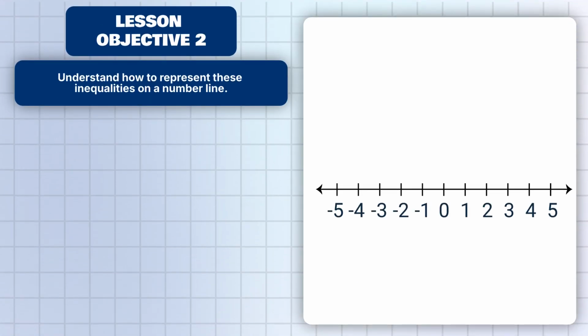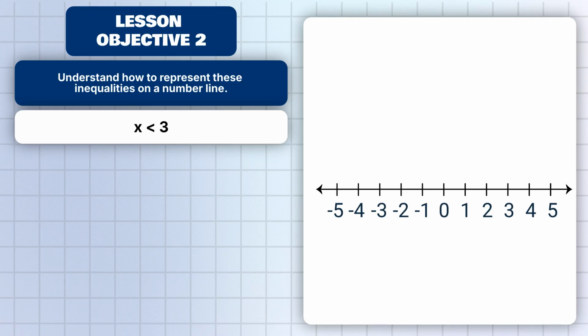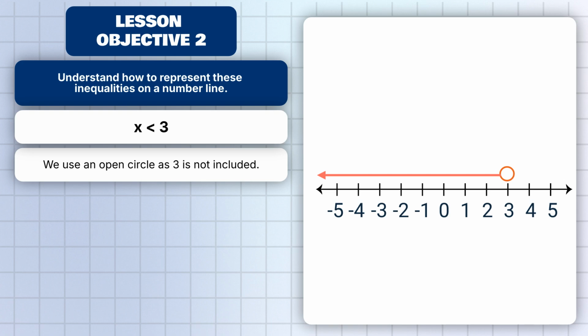Let's take the example we solved above, x < 3, and represent it on the number line. Since x is less than 3 and 3 is not included, we use an open circle at 3 and shade to the left.